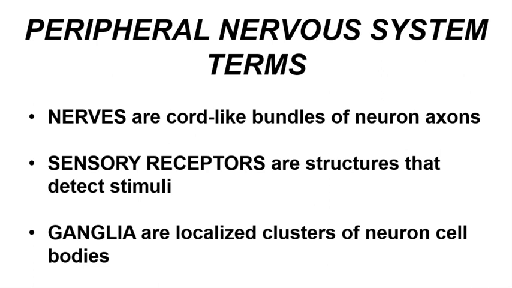And finally, we have ganglia, and ganglia are clusters of neuron cell bodies that are often seen as small swellings in the nerves. And typically, neurons will make connections with other neurons at the ganglia. So typically what we see are neuron axons that are making connections, or what we call synapses, with other neuron cell bodies in that ganglia.